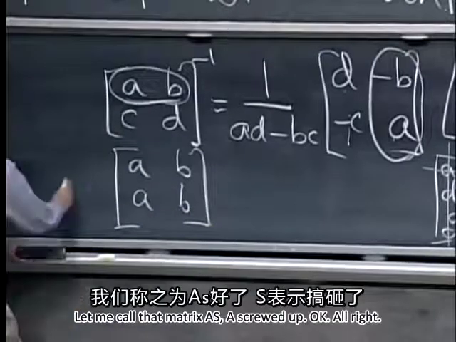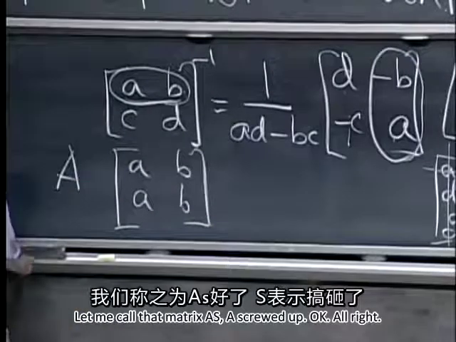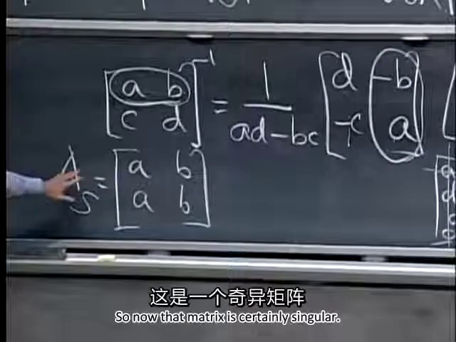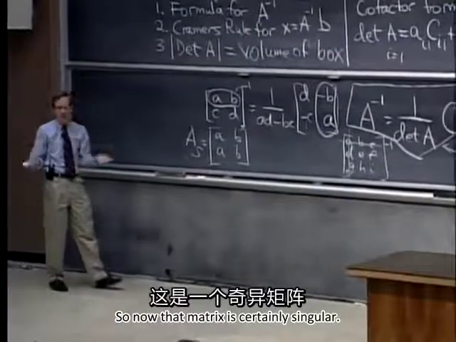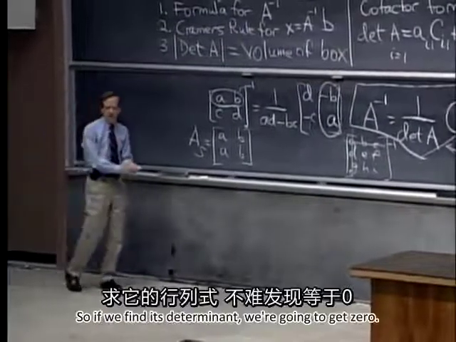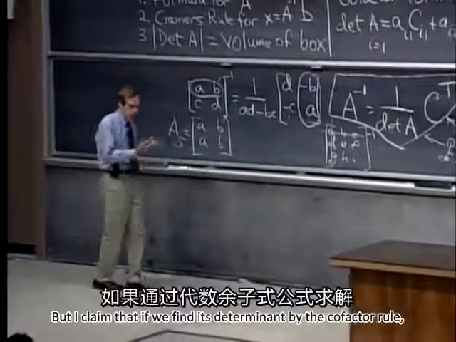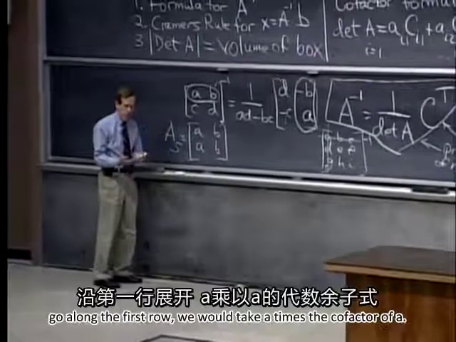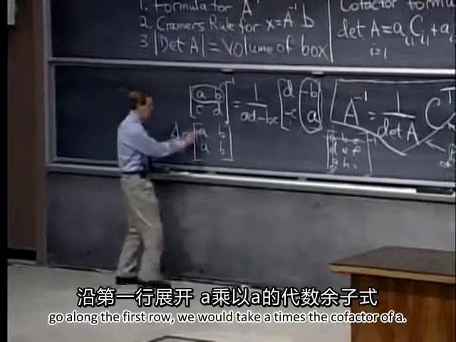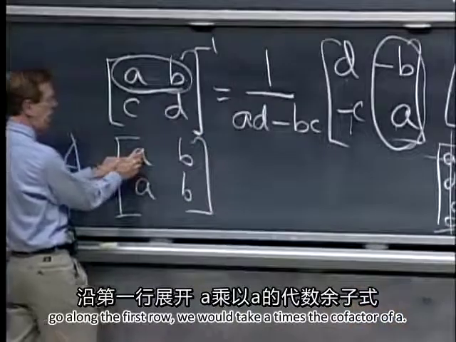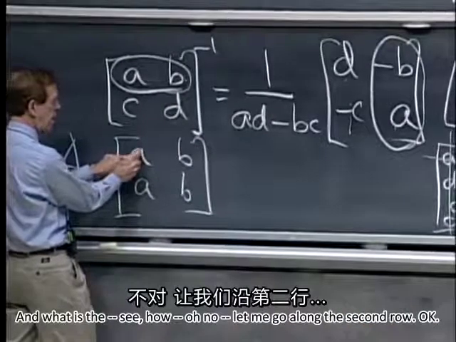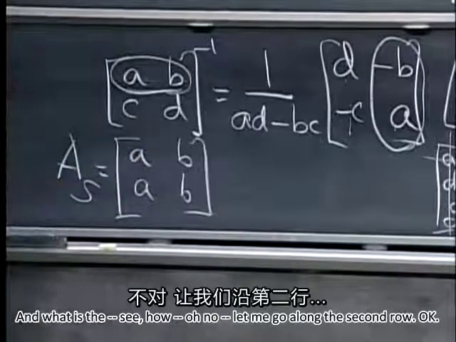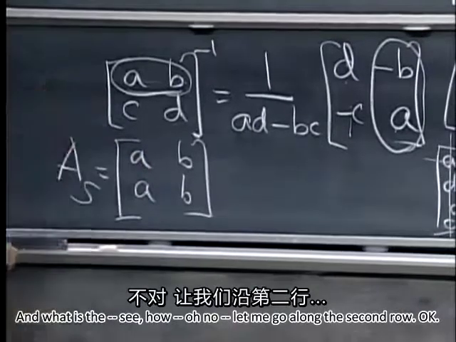Let me call that matrix A screwed up. Now, that matrix is certainly singular, so if we find its determinant, we're going to get 0. But I claim that if we find its determinant by the cofactor rule, going along the first row, we would take A times the cofactor of A. Oh no, let me go along the second row.